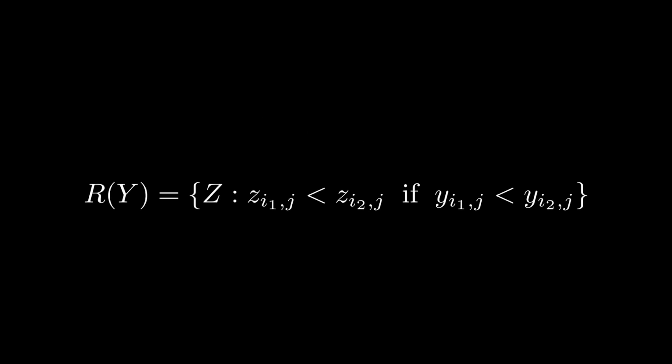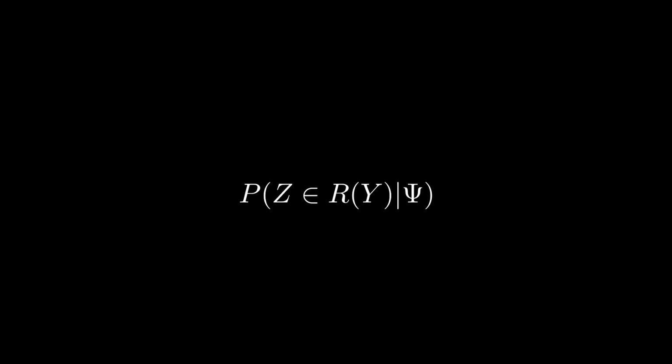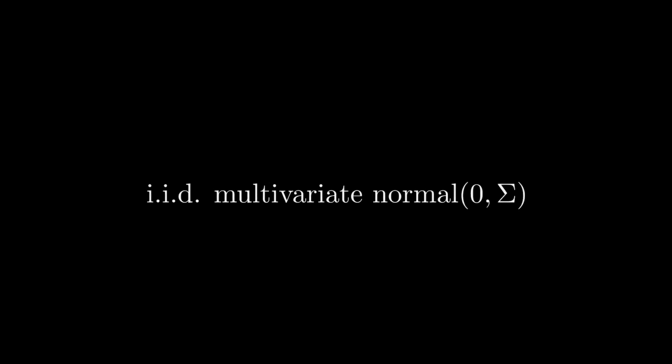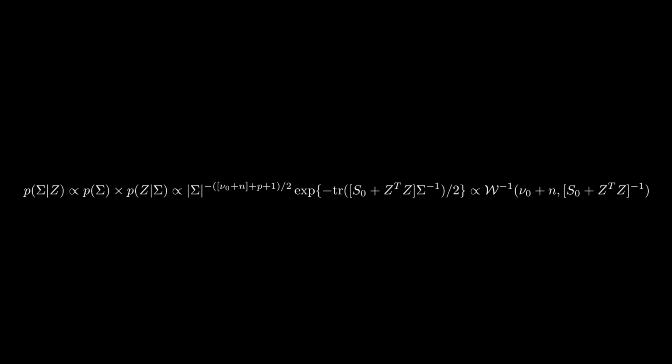If we once again use rank likelihood, we can attempt to estimate psi using just information about the latent variables. Start by defining another constraint set, R, so the rank likelihood doesn't depend on G. Next, we assume the latent variables are IID from a multivariate normal population with covariance matrix sigma. We choose the inverse Wishart distribution to be sigma's prior because the full conditional distribution of sigma will also be inverse Wishart.